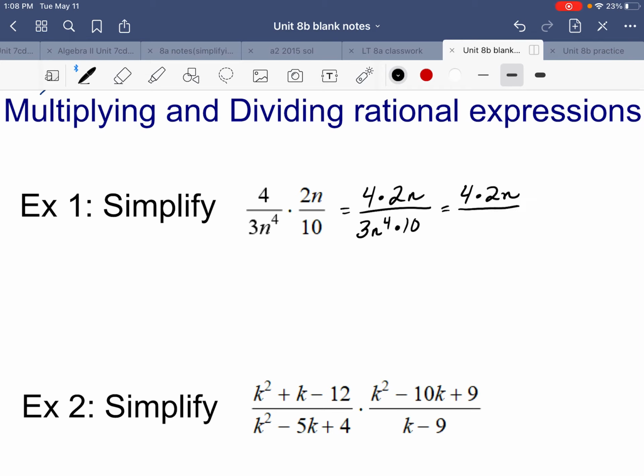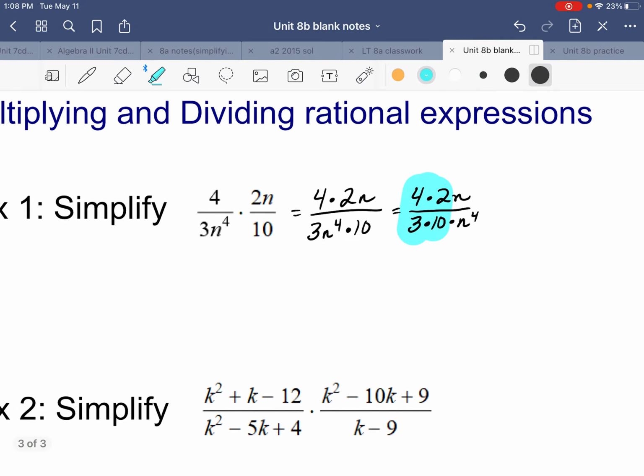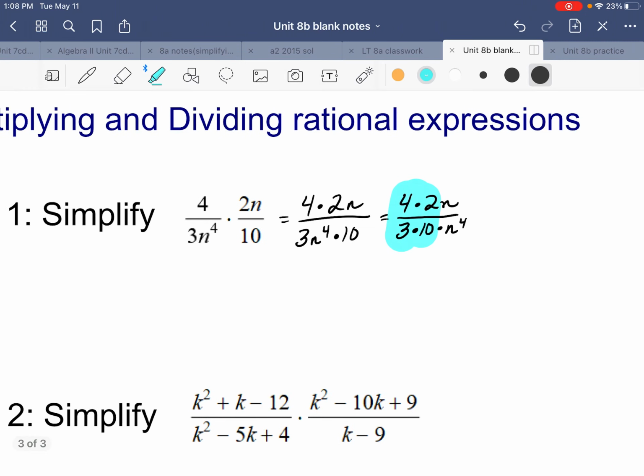I'm going to write all the coefficients, the factors that are numbers, first. So I'm going to switch around the n of the fourth and the 10 by the commutative property of multiplication. You can do that. Now we're looking at 4, 2, and then 3 and 10. What can we simplify there? Well, you have a 4/10 that you can simplify, or you could simplify the 2/10. It does not matter which one you go with, but we need to simplify one of them. I'm just going to choose the 4/10. I'm going to divide the 4 by 2 and the 10 by 2.